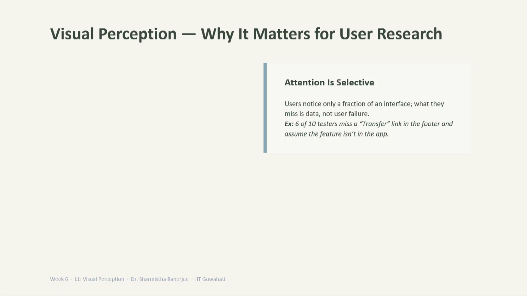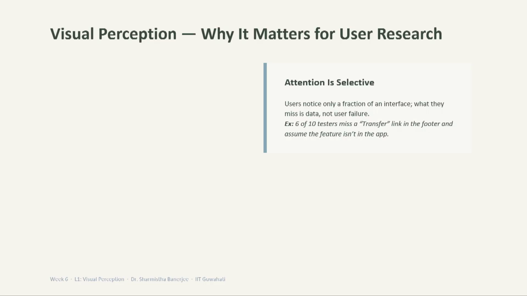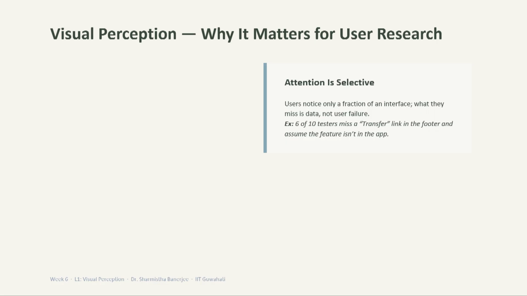Now coming to attention is selective. So when you are doing this user research, the people with whom you are doing this research have selective attention. So users notice only a fraction of an interface. What they miss is data and not your failure. So when you are trying to do this user experience research, you are trying to identify what is it that users are missing and was it an important part of your design, and then how can you make people not miss out on that. So let's say, for example, you identify that 6 of 10 testers miss the transfer link in the footer and assume the feature isn't in the app. So it is not the problem of the user, it is the problem of your interface.